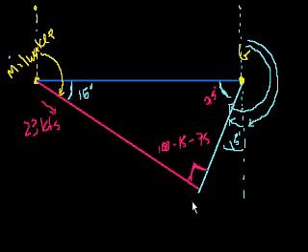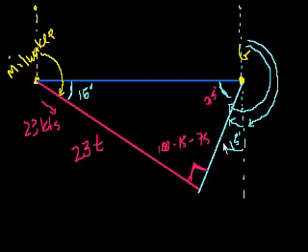Let's call that time t. They both left at the same time, and it took some time for them to collide. So let's say that the time between when they left and the time they collided is t. So how far did the patrol boat travel? Well, he traveled at a speed of 23 knots, and it took him time t to get to the collision. So the distance he traveled is 23t. Speed times time is equal to distance. So the length of this side is 23t.